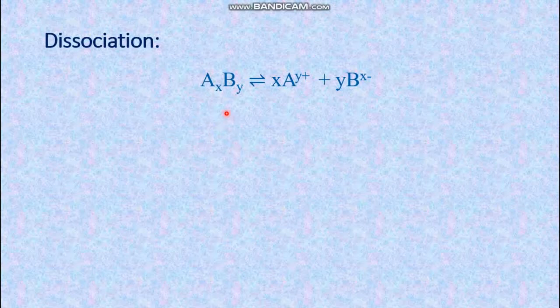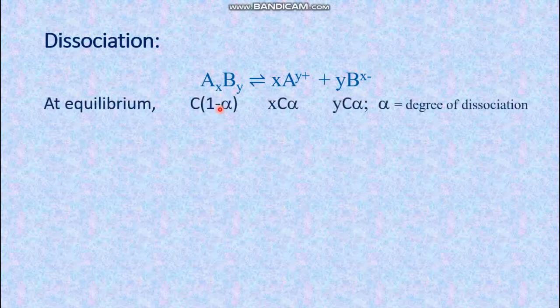So if C is the concentration and alpha is the degree of dissociation, then alpha part has been dissociated out of the whole part, which is unity. So 1 minus alpha is the fraction that remains undissociated. If the concentration is C, then at equilibrium the concentration of the undissociated part is C into 1 minus alpha. The dissociated part is C alpha, and since the stoichiometry is x, it is x C alpha for A^(y+), and for B^(x-) it should be y into C into alpha.